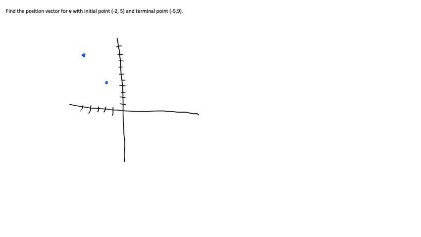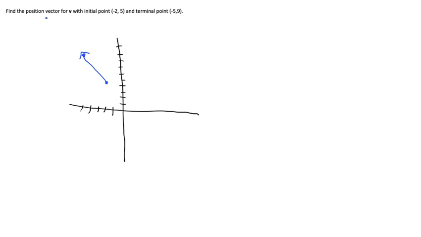So really, what is this vector doing? This vector starts at -2, 5, goes towards -5, 9, and then is pointing in that direction. Remember, a vector is a line segment that has magnitude and direction. All right, so what does this mean? What does the position vector mean?